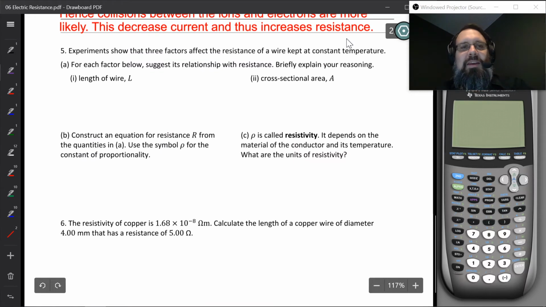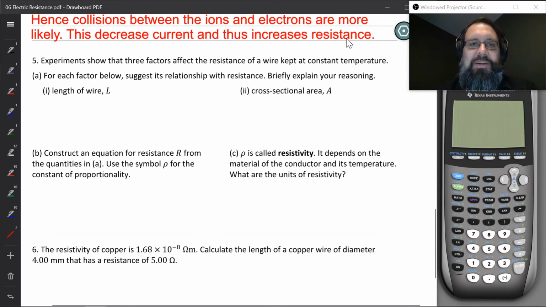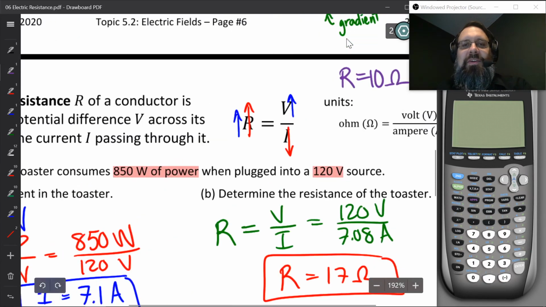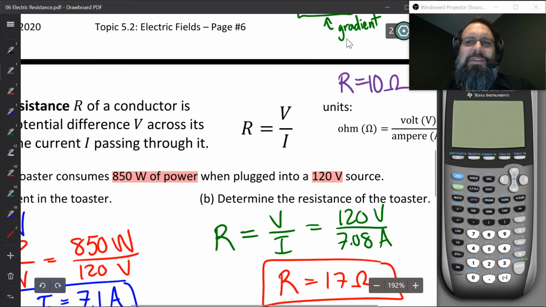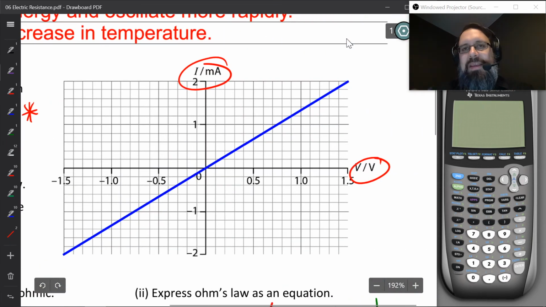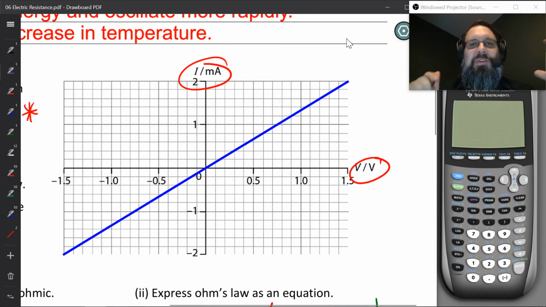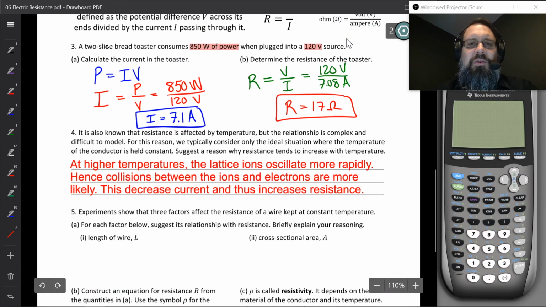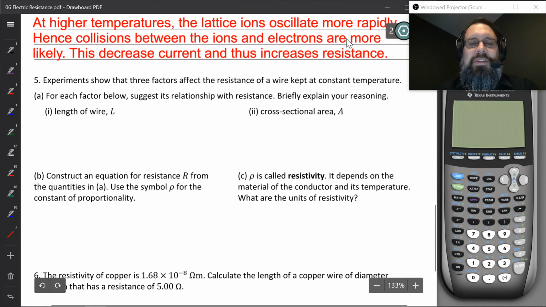Okay, question 5. Experiments show that 3 factors affect the resistance of a wire kept at constant temperature. So we're going to try to come up with an equation to calculate the resistance of a wire. Now, obviously, if you know the potential difference and you know the current, you can find the resistance, right? But we want to know, what about the actual properties of the wire? What are the actual physical properties of a wire that lead to its resistance? So rather than experimentally determining the resistance by measuring the current at different potential differences, let's instead think about the actual physical properties of the wire and try to determine the resistance from that.